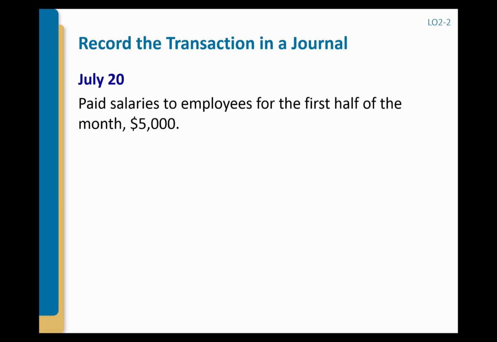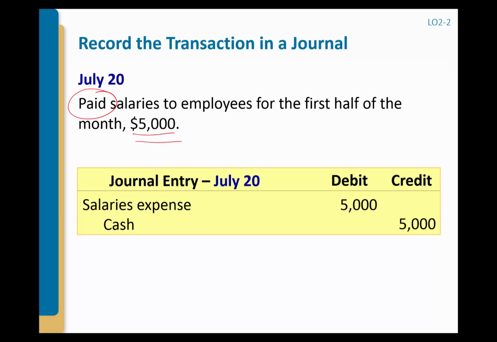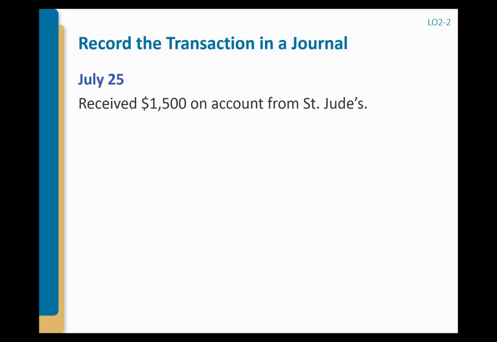Moving on now, we paid salaries to employees for the first half of the month, which is $5,000. So again, cash, what's happening to it? We paid it, so it's decreasing. It's a credit. And then we're recording the salaries expense for our period because we paid our employees.